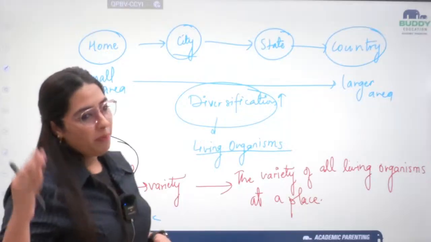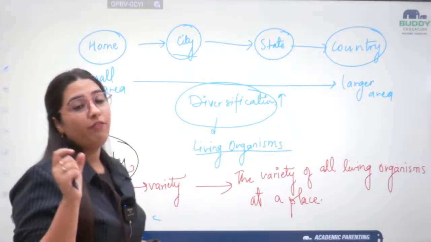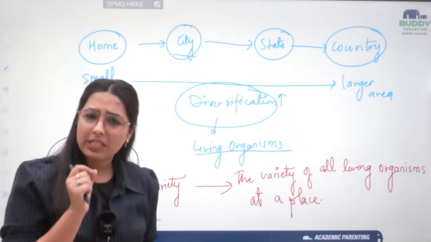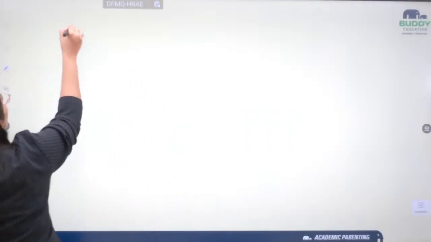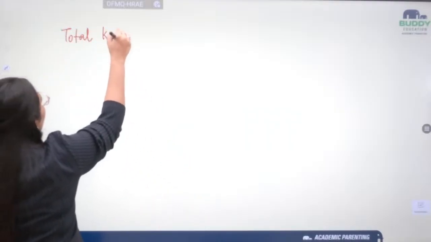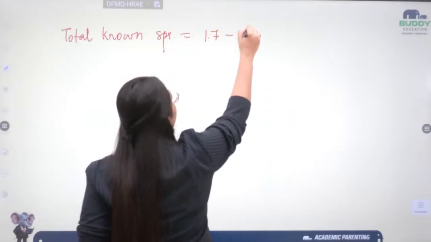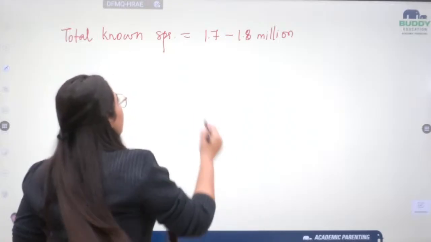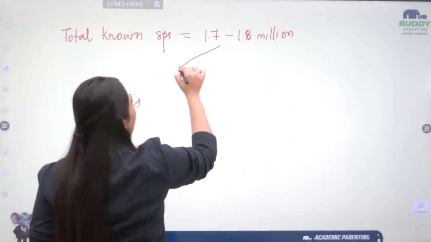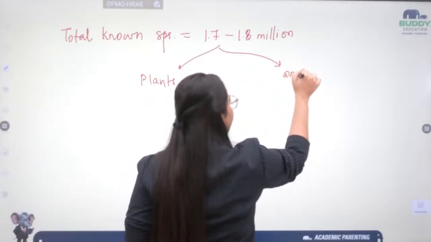So if I talk about the present scenario, at present we have a total number of known species of 1.7 million to 1.8 million. Okay, talking about the biodiversity only, we have total known species of 1.7 to 1.8 million. And out of this 1.7, there are two things. I'm talking about plants and animals. So let me talk about plants first and then animals.